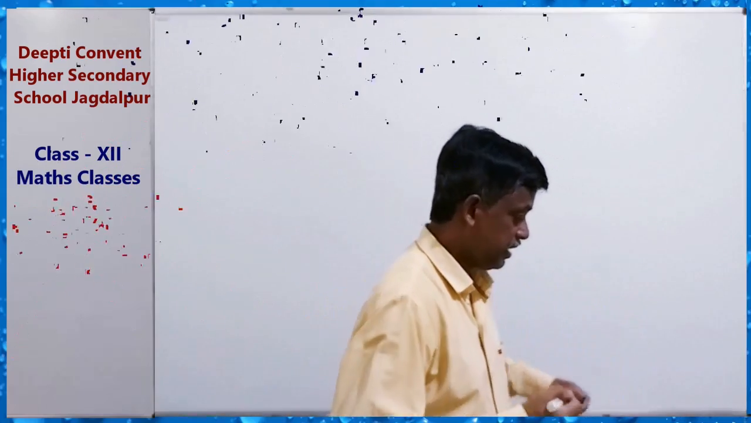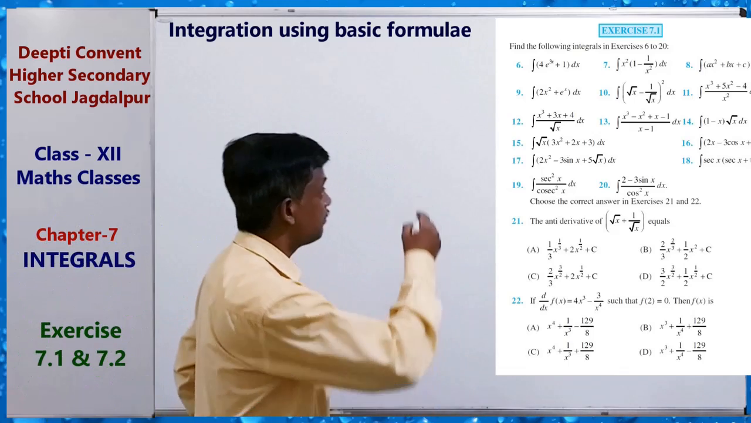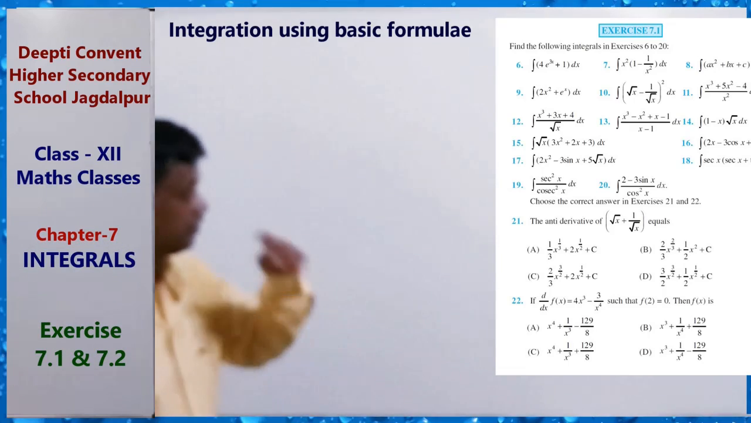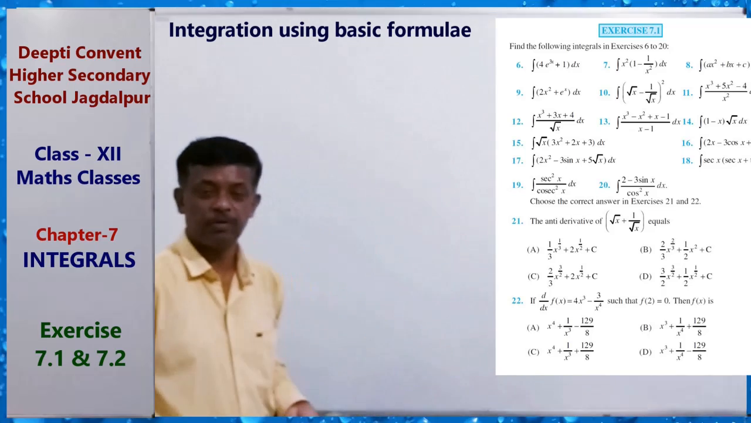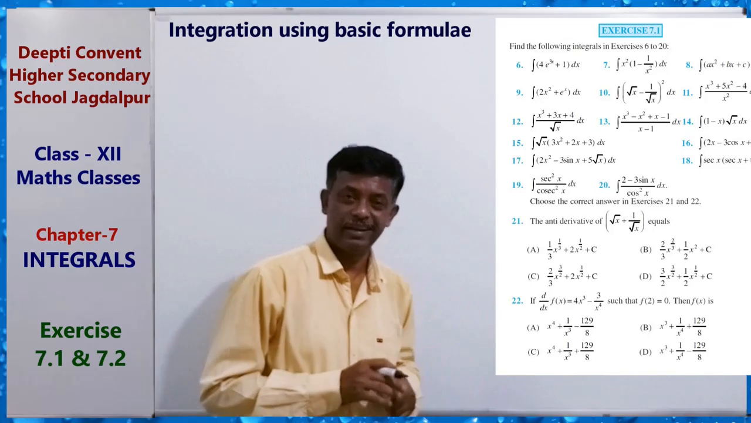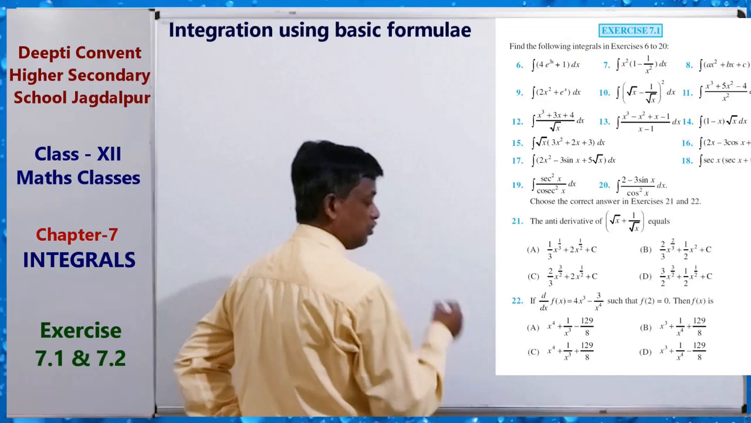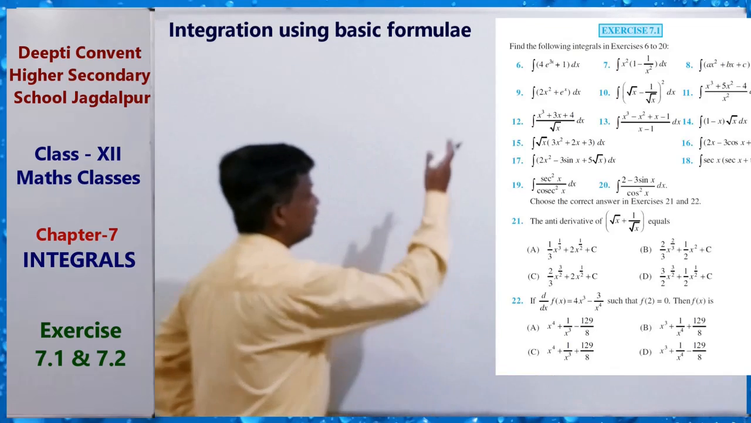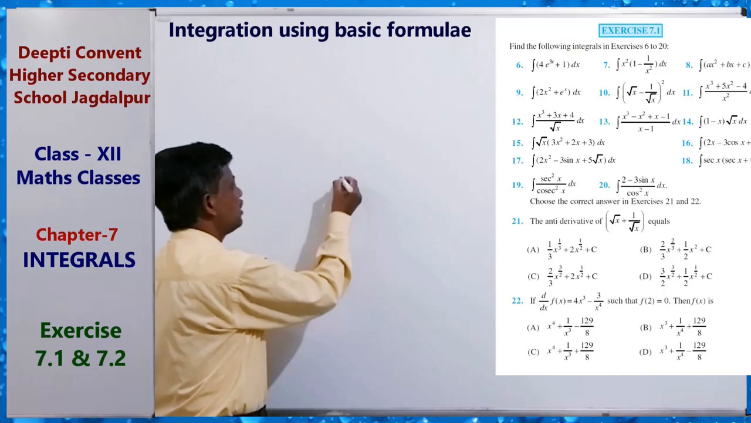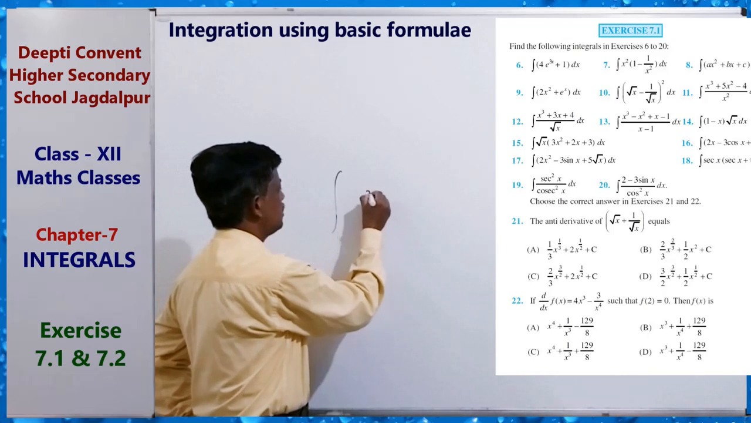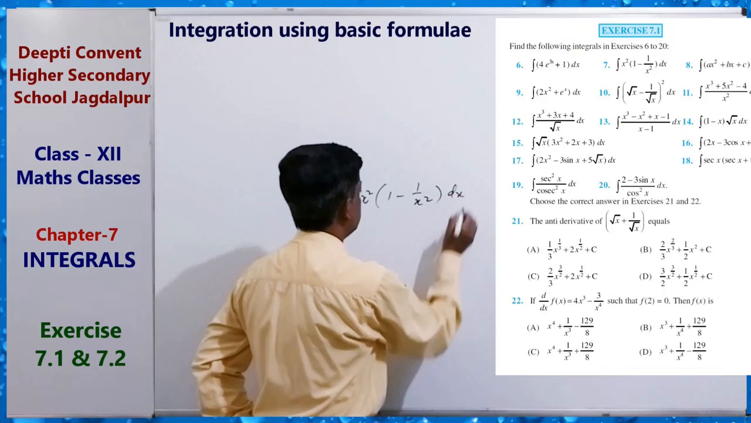So here for integration question 7 of exercise 7.1, we know some basic formulas for finding integration. Suppose we have an integral like this: x square times 1 minus 1 by x square dx. We have to find the integral.